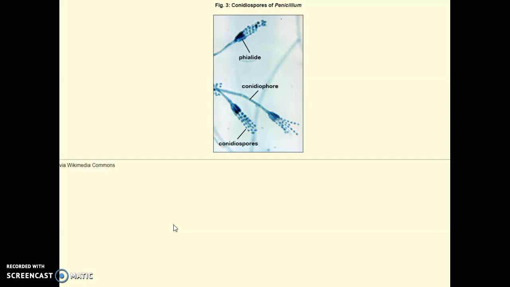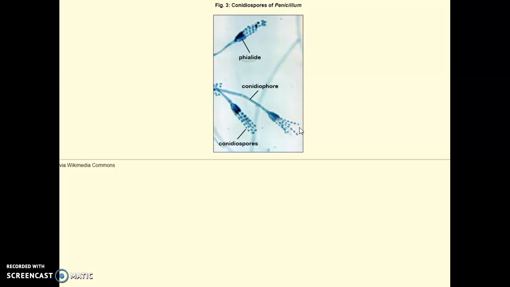In particular, this is Penicillium. And what you see here are its reproductive structures. This long structure here that you see is called a conidiophore. And at the end of the conidiophore, you have its reproductive structures, the conidiospores. So each one of these is a little individual structure, and then these will be lifted off by the wind or birds or other organisms and then drift around until they find a place to land.